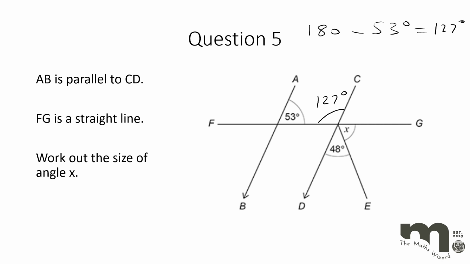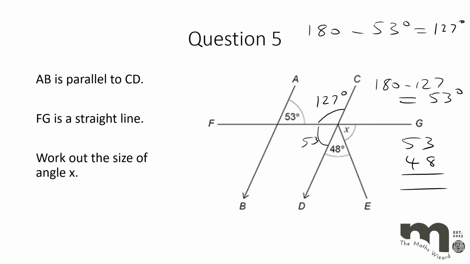Then there's a few different ways we can go after that. So we can use our angles on a straight line rule here. So we can do 180 minus 127. That would give us, again, 53. So we could have used alternate angle rules there as well, because those two are alternate to each other. Now we've got this straight line forming here. Okay, so we've got 53 and 48. We can add those together.